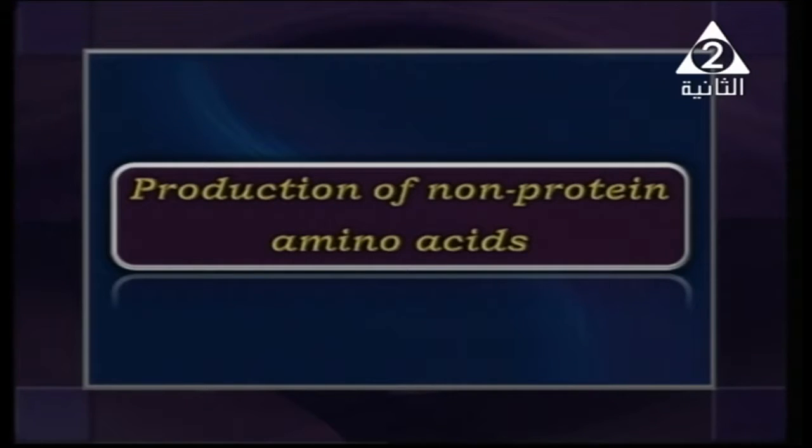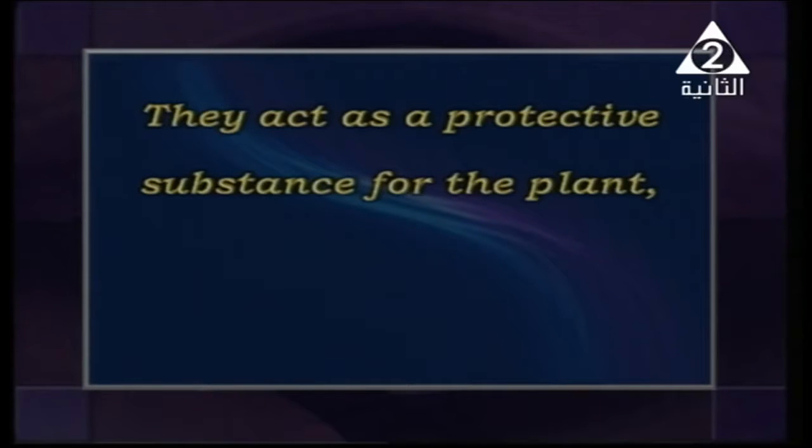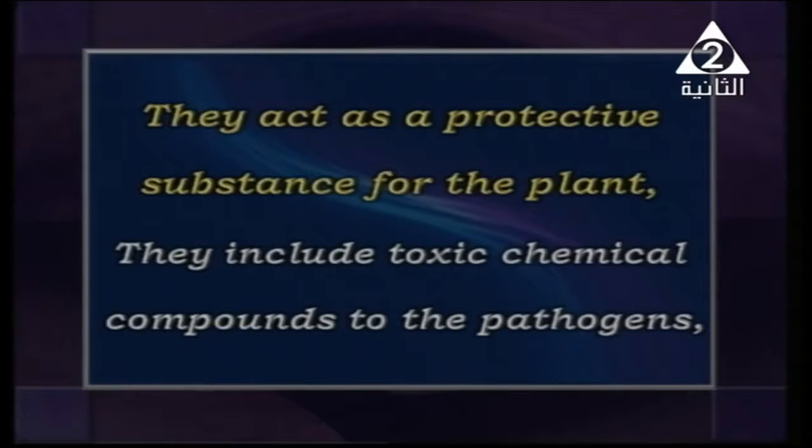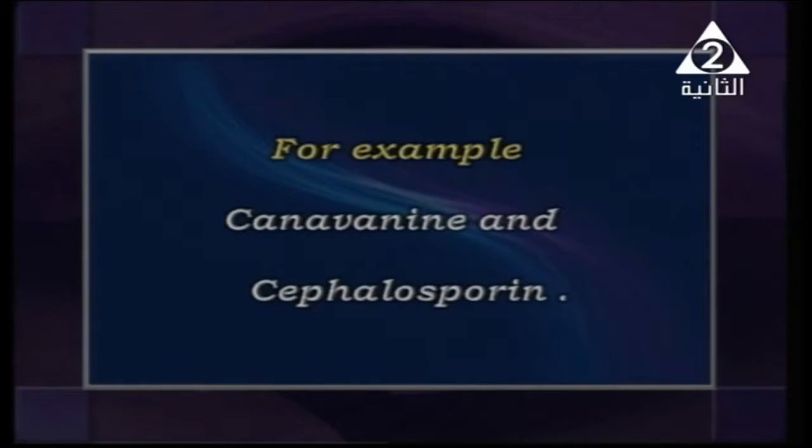Production of non-protein amino acids. These compounds don't enter into the structure of the proteins of the plants, but they appear or are secreted after infection. They act as protective substances for the plant, and they also include toxic chemical compounds for the pathogens. So they are toxic, but not for the plant. They are toxic for the infecting pathogens or for any external factor that may infect the plant. For example, something called cephalosporin and also cannabine. Those are non-protein amino acids.